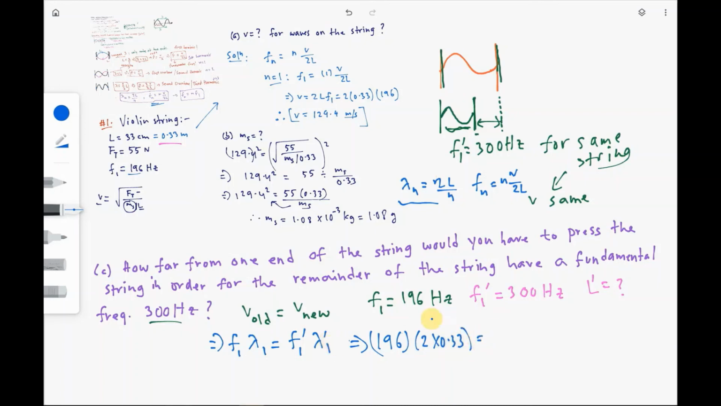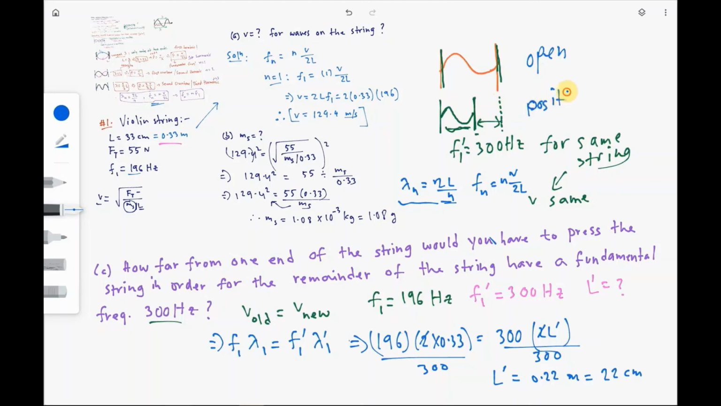On the new side, what do we have? We have f1 prime to be 300 hertz, while lambda 1 prime is given by 2L prime over n. N is 1, so it is 2L prime. Our goal here is to find what this L prime is. You can cut off factors of 2 from both sides and then divide both sides by 300, ultimately ending up with a new length of 0.22 meters, which is obviously smaller than the previous length because you hold it. The previous length cannot be surpassed because the previous length was for the open string, and then you press down somewhere on the fretboard to change the position of the boundaries.